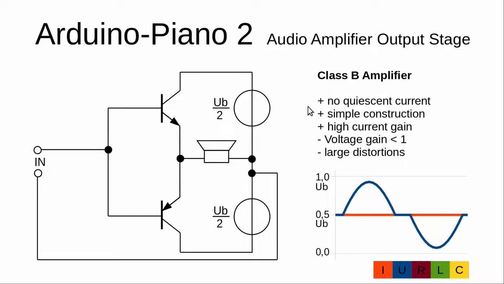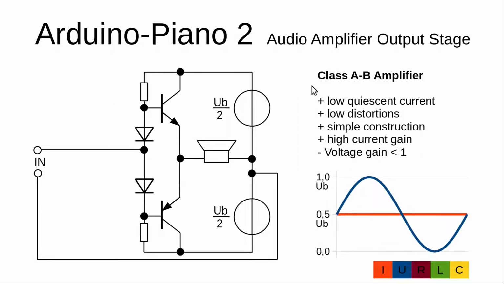So we can summarize. Pros: no quiescent current, simple construction and high current gain. Cons: voltage gain below 1 and large distortions. And that is the reason why this type of amplifier is usually not used in audio amplifiers. The class AB amplifier solves the problem with the 0.7 volt gap.